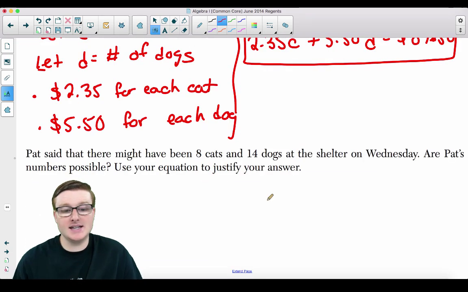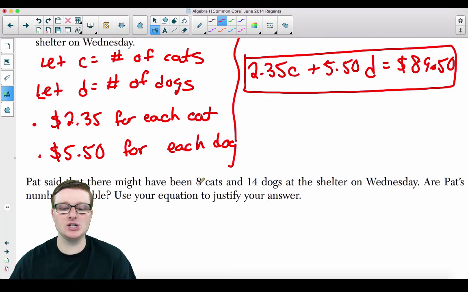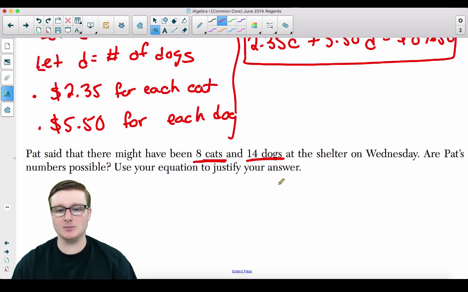Now, Pat says that there might have been 8 cats and 14 dogs at the shelter on Wednesday. Are Pat's numbers possible? Use your equation to justify your answer. Basically, we're going to take the number 8, plug it in for C, take the number 14, plug it in for D, and see if that equals 89.5.